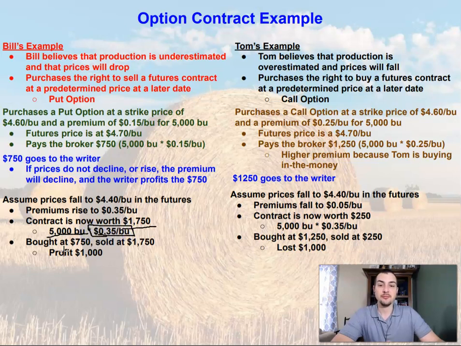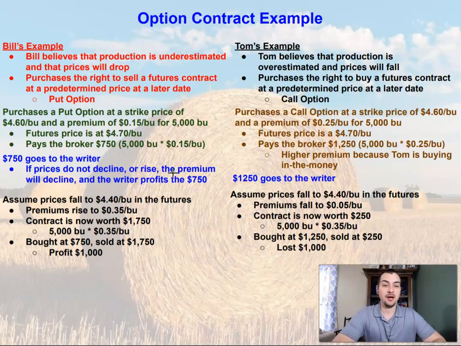So guess what he can do? He bought his options contract at $750. That's the amount that he paid to the writer. What if he sells it at the new value of $1,750? Bill profits $1,000 off of his little enterprise because he guessed right on the market.